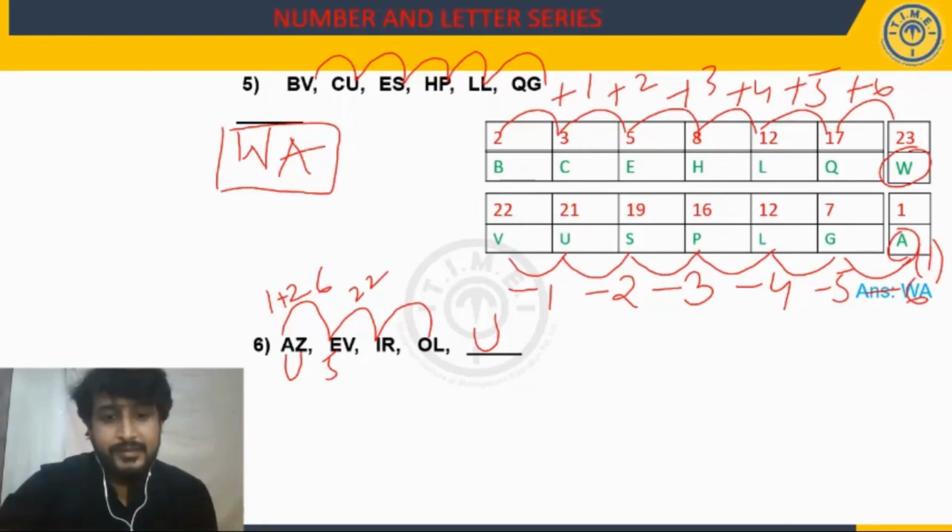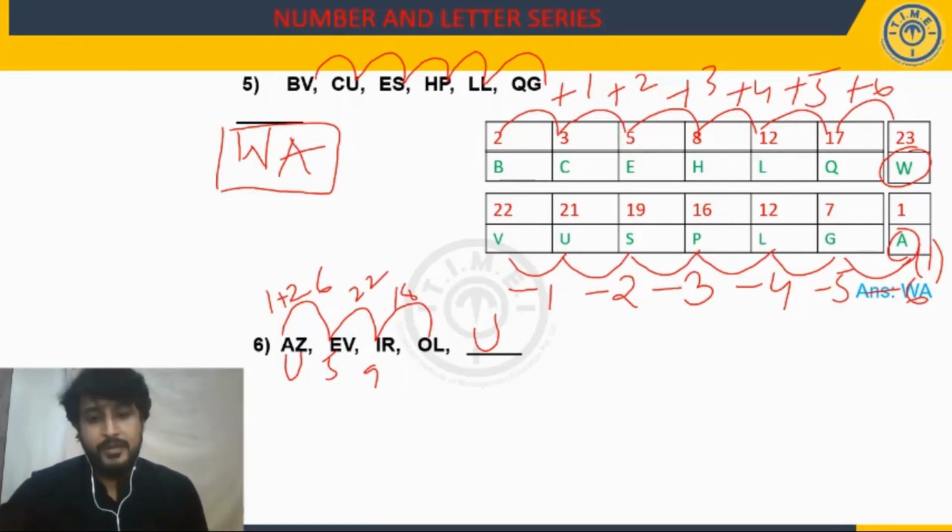IR, Indian Railways, that we discussed. I is 9, R is 18. So 9 plus 18 is 27. Opposite pair. OL, we discussed love, LO. O is 15, L is 12. So 15 plus 12 is 27. So the first letters are consecutive vowels and the second one is the opposite letter of the first one.